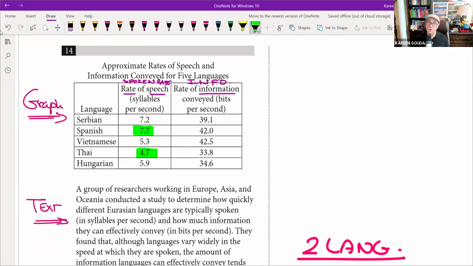So we want spoken rates to be very different, but we want the information to be very similar. Where is similar information right here? 39 and 42 are similar. This one is also similar. Okay. 33 and 34 are similar. But how about, for example, 33 and 42. Are these similar? No, they're not. You get it, guys? Now, you don't need to do this. You don't need to actually find the answer from the graph. You need to look at the answer choices, but I'm just explaining what we're looking for.